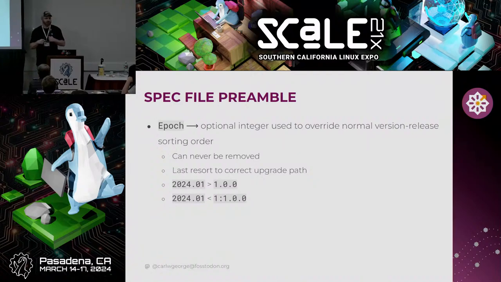And so I was able to go from, I think it was version 6, I upgraded it to version 9 in the fork. And then I realized this is actually broken and not compatible software. I need to undo it. So it wasn't an upstream mistake or change. It was my mistake. And I was like, I need to actually force the upgrade path to go from 6 to 9 back to 6. And I did that with an epoch. So now epoch 1 version 6 is higher than version 9 without an epoch.